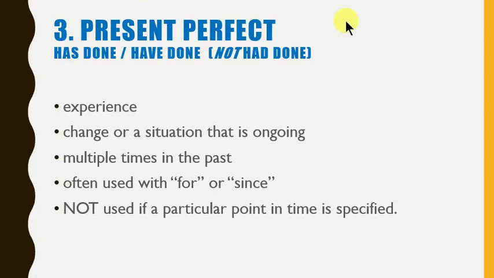The present perfect tense is somewhat complicated, and this is definitely probably the most difficult of the tenses, this and the past perfect tense. So we've got to study it carefully. This is the form that uses the has done and the have done. I have eaten, she has eaten. That's the form that you use. Make sure you're not using the had done for this tense, okay?